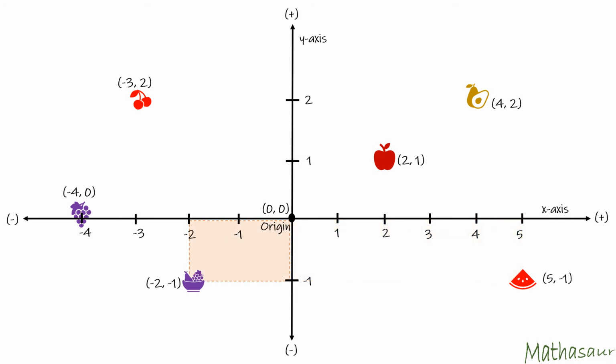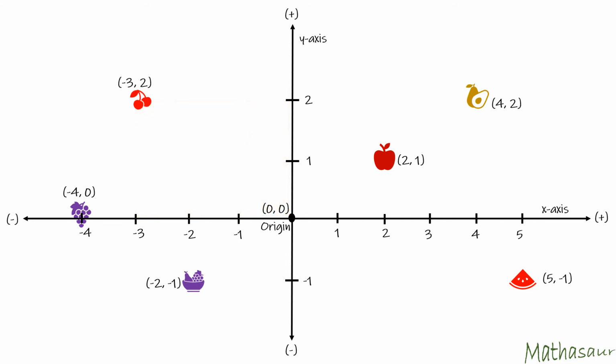Let us look at the fruit bowl now. We see that we have to move 2 units on the negative x-axis and 1 unit on the negative y-axis. So the coordinates of my fruit bowl become -2, -1. What about the grapes? We have to move 4 units on the negative x-axis and 0 units on the y-axis. So my coordinates become -4, 0. Let us look at the cherry now. We have to move 3 units on the negative x-axis and 2 units on the positive y-axis. So my coordinates are -3, 2.